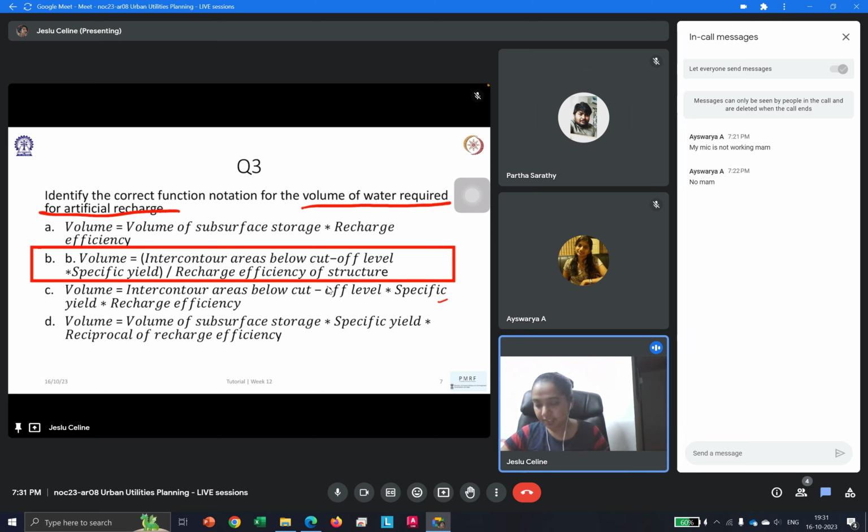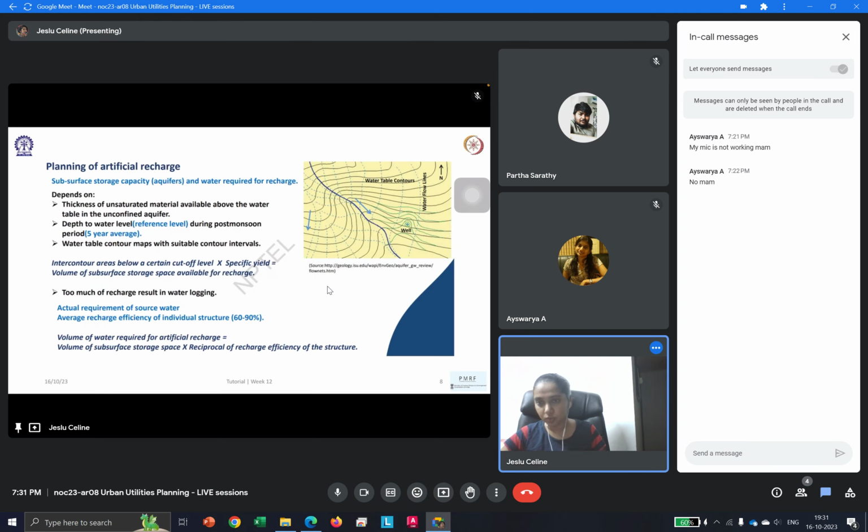So, this is not a direct question. We need to think a bit, it's a bit tricky. In our lecture, where we discussed planning for artificial recharge, we saw that the volume of subsurface storage space, that is how much space we need to leave for subsurface storage available for recharge, is intercontour areas below a certain cutoff level into specific yield.